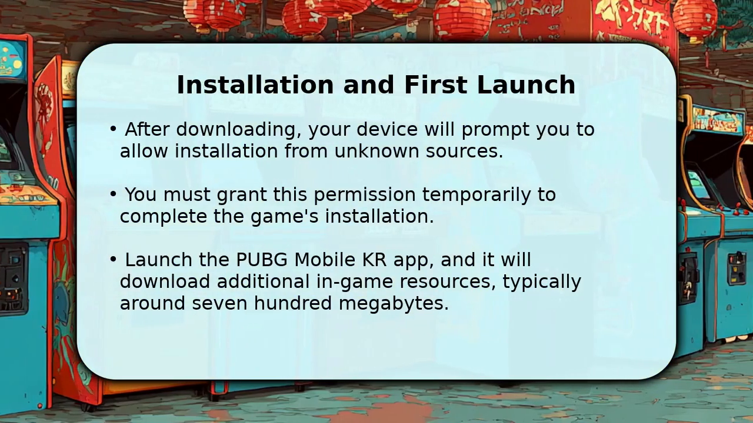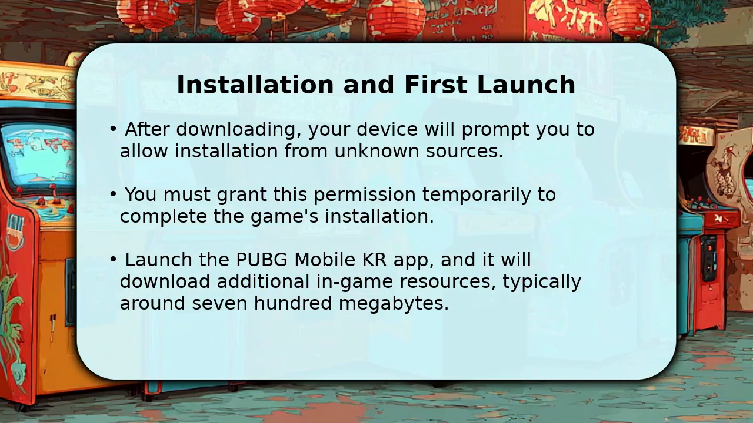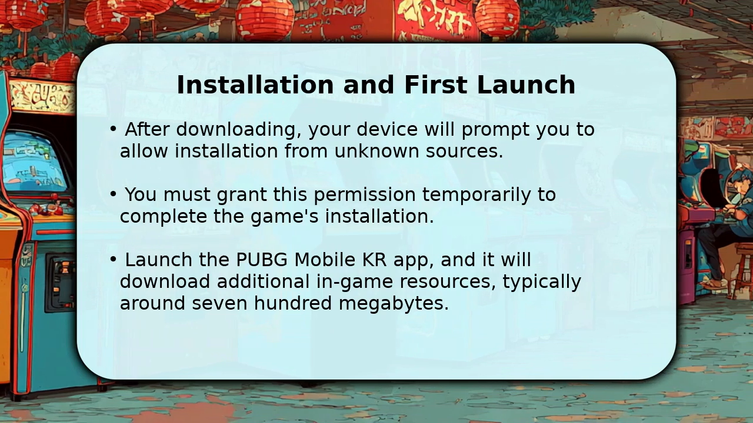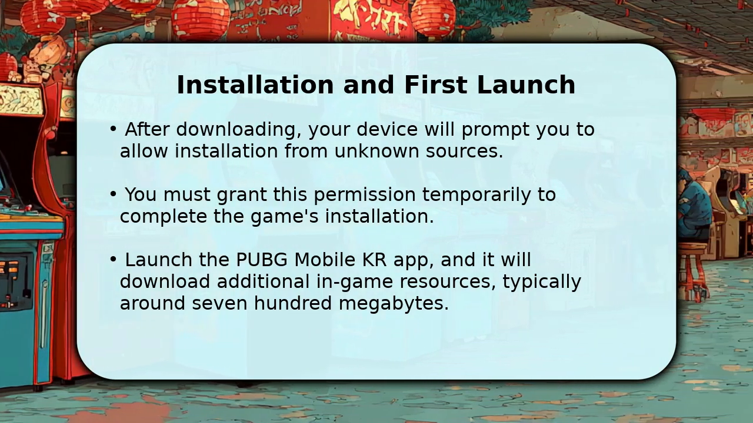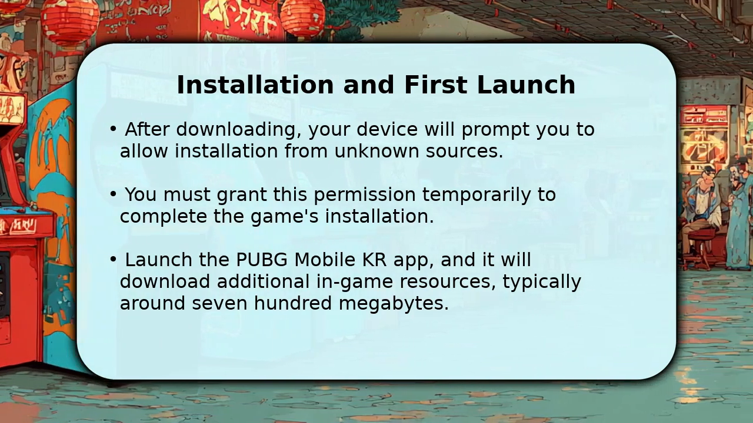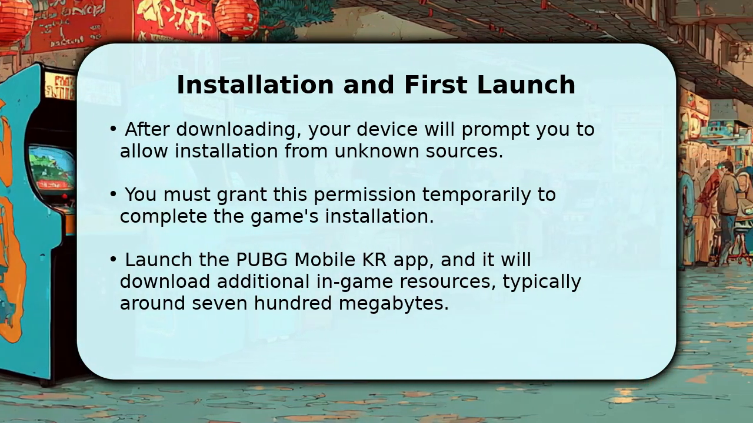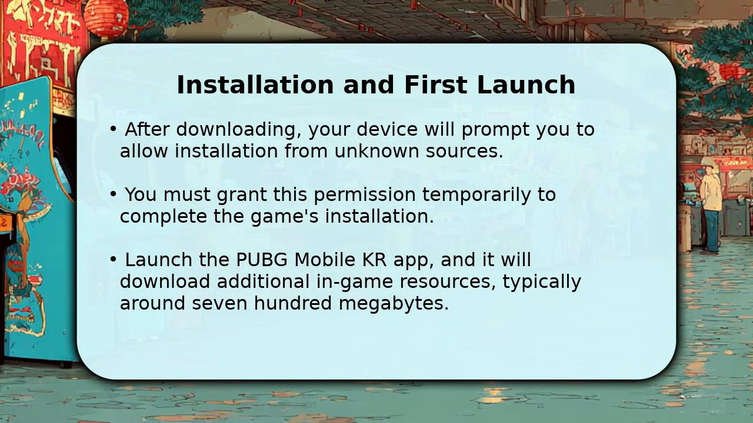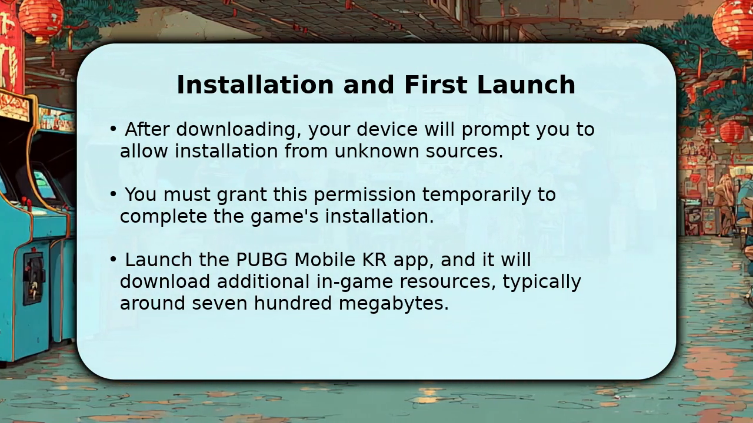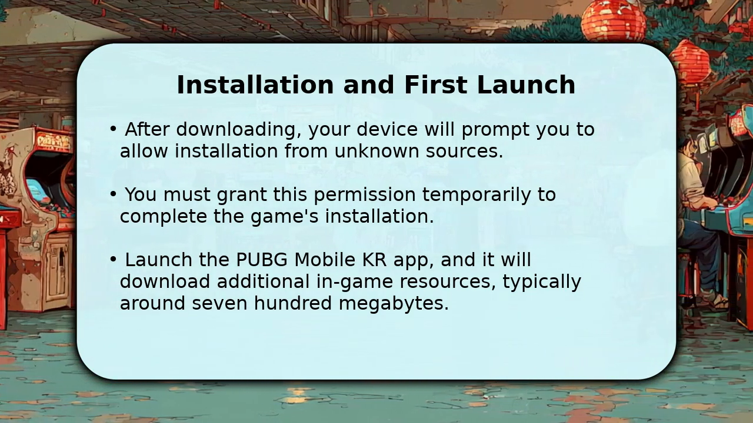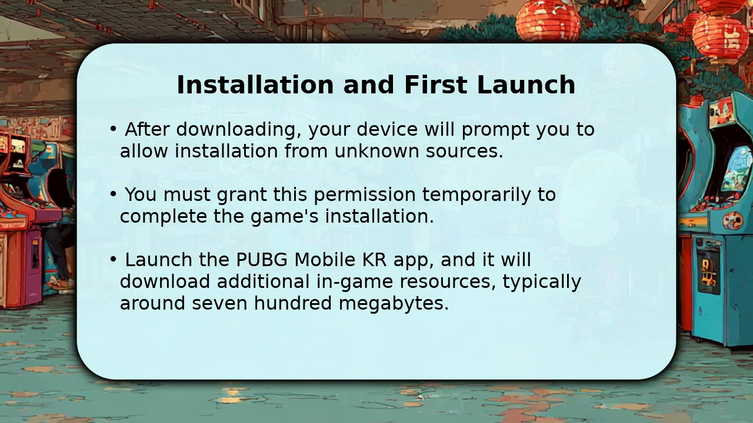Once the download completes, your phone or tablet will ask for permission to install apps from outside its official store. Simply grant this permission for a few moments, then complete the installation. When you first open the game, it will download necessary internal assets, usually totaling several hundred megabytes. This initial resource download can take a few minutes depending on your internet speed. Be patient and make sure your device has ample storage before starting.